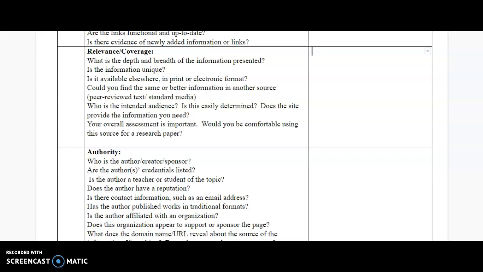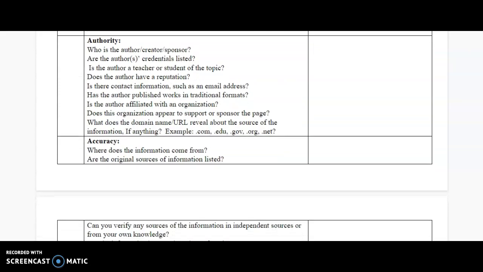Your overall assessment is very important. Would you feel comfortable using this source? Is it too biased? Is it too prejudiced? And then authority. Who is the author, creator, or sponsor? Are the author's credentials listed? It's very important to know what their credentials are.